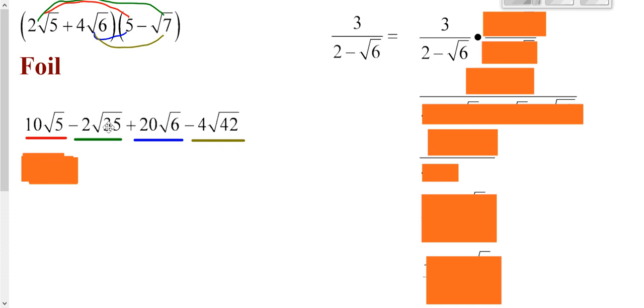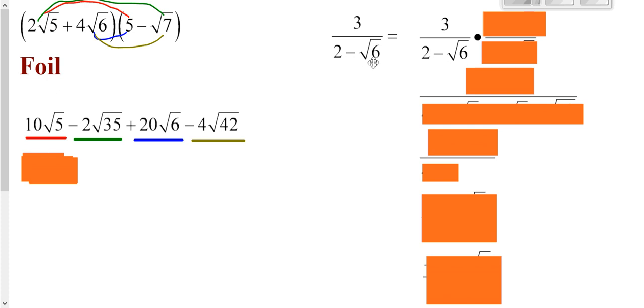Root 35 doesn't simplify because it's only a 5 times 7. Neither one of them are perfect squares. 6 doesn't simplify inside of our root because that's only 2 times 3. Neither one are perfect squares. And 42, when you look at the prime factorization, is a 2 times 3 times 7. Neither one of them are perfect squares, so we have no like terms. This is all we can do.